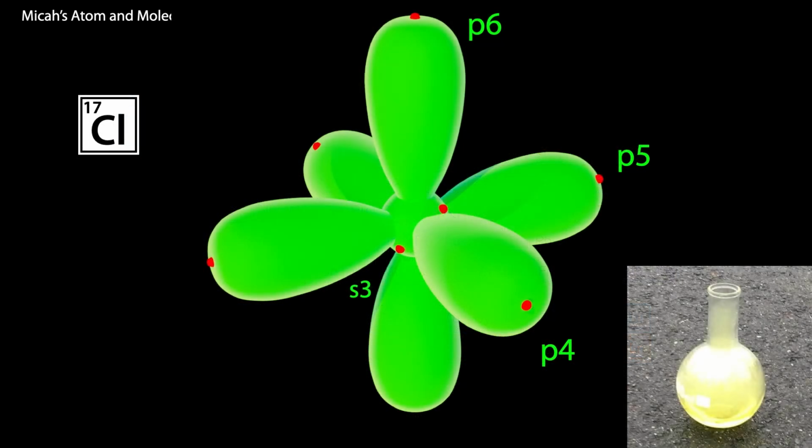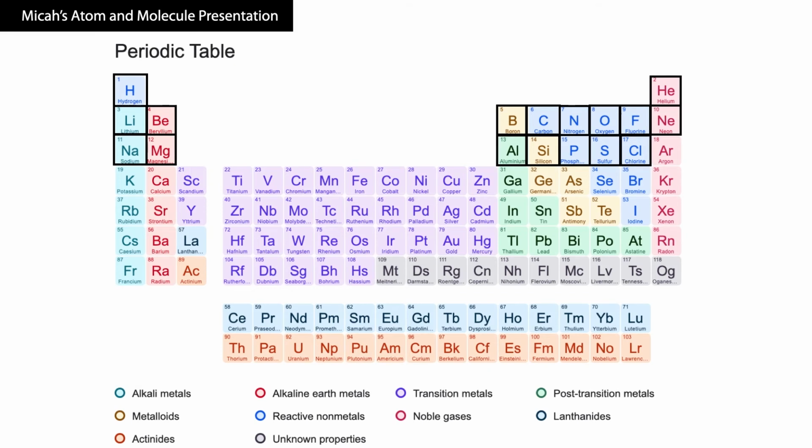Here is chlorine. It has 17 electrons, starting to fill up P6, the last orbital of this shell. It's a yellow-green gas that kills germs and makes your swimming pool blue. Chlorine means light green in ancient Greek.